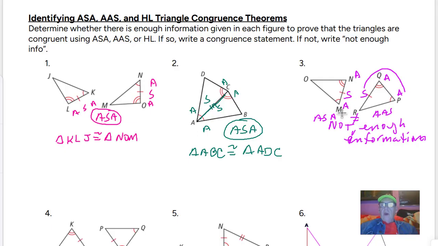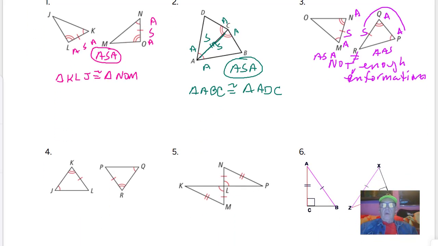Because the two patterns don't match, we can't use angle side angle or angle angle side to relate those triangles together. And if we look, the triangles really don't look like they're congruent anyway.